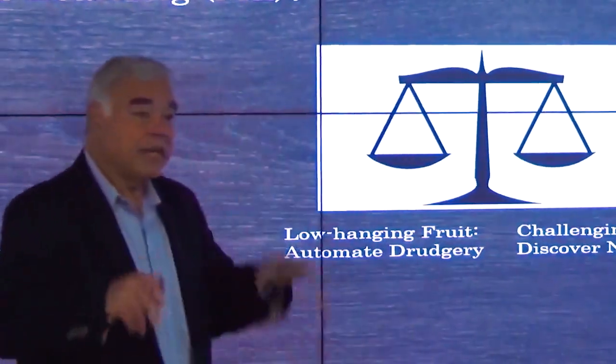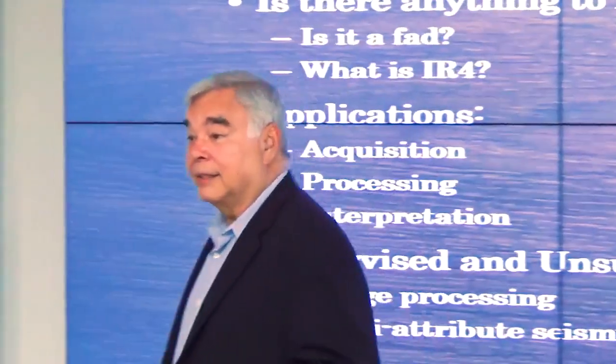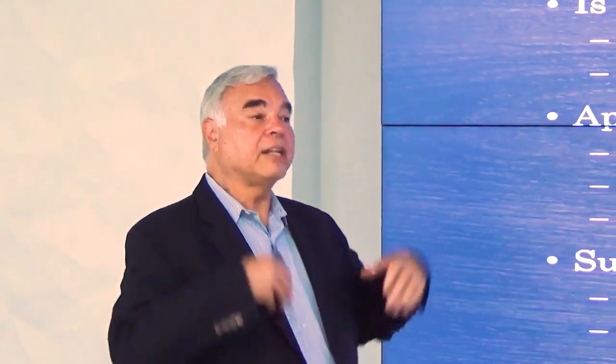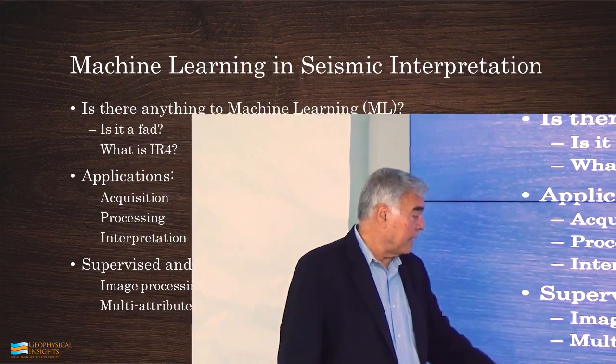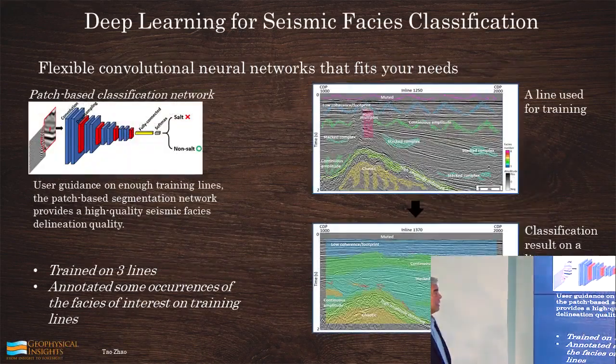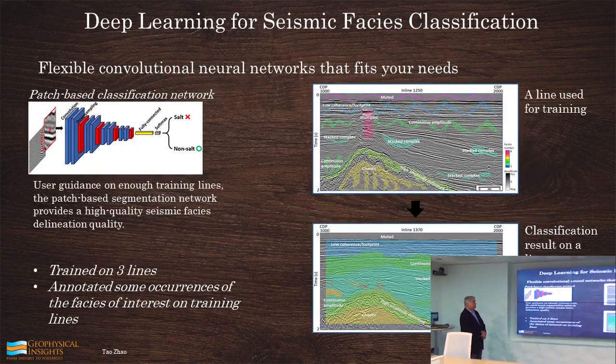The other part here is the challenging fruit. The other side of the equation is discovering something new. And that's what we like. That's what we get off on. That's what we truly enjoy. We're not so much interested in trying to automate drudgery. We're interested in discovering new things. Now, there's basically supervised and unsupervised machine learning. And there are applications in image processing, as we were talking about just a minute ago. And multi-attribute seismic machine learning is what I'd like to talk about this afternoon a little bit.